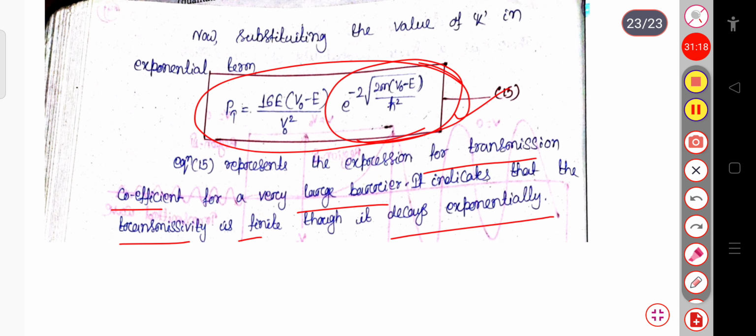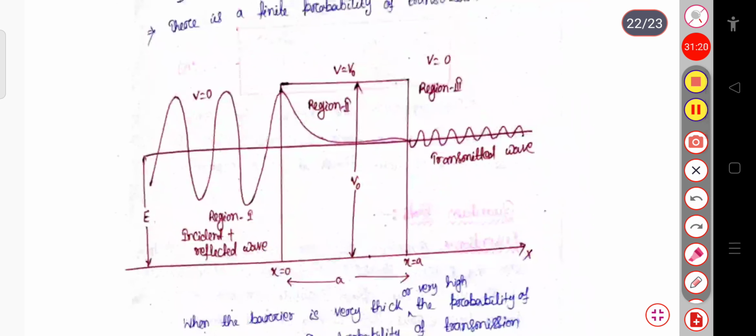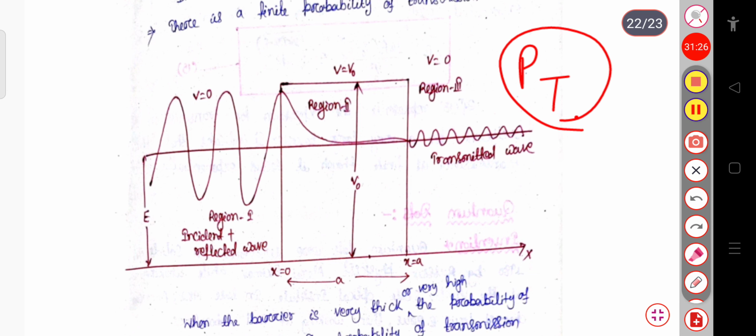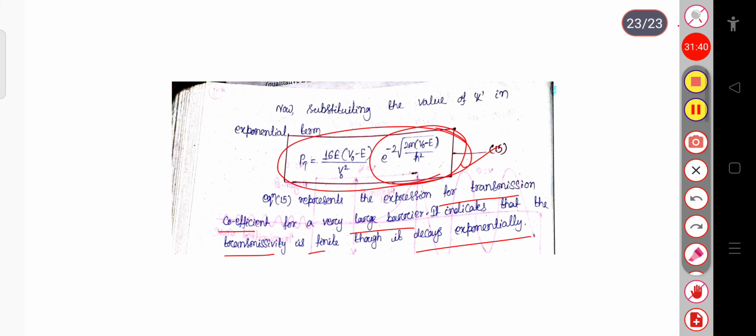In this region, if you calculate the probability of transmission when the energy is less than V naught, and the barrier is thick enough or the potential is very high, you can see the exponential decaying behavior. Basically, we can say that the transmission is finite. So this is all about the rectangular potential barrier, and here we have discussed the cases when E is less than V naught and E is greater than V naught, and when the potential is higher than your energy, we have discussed the quantum tunneling effect.